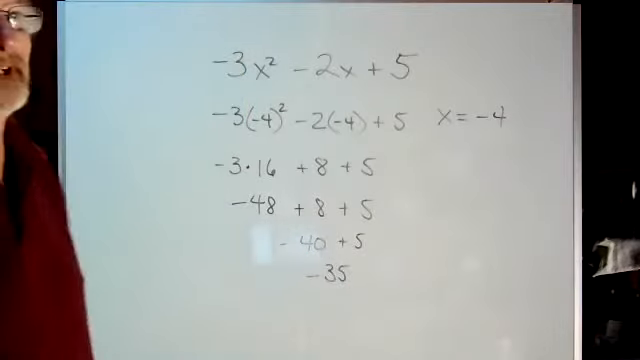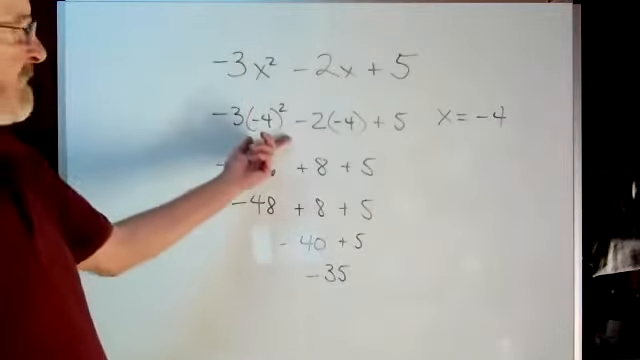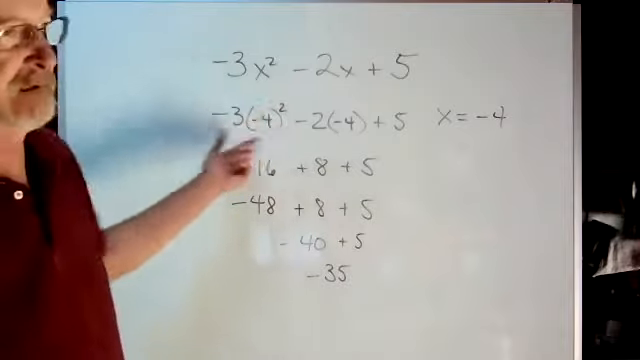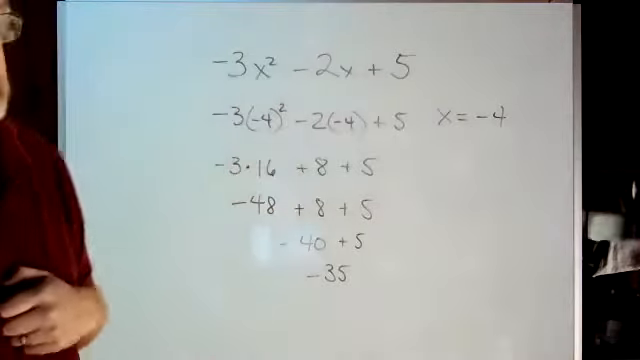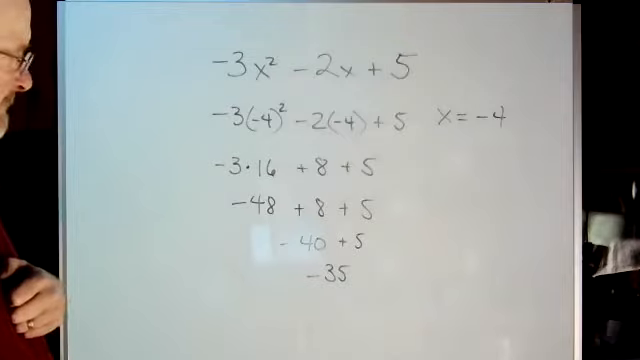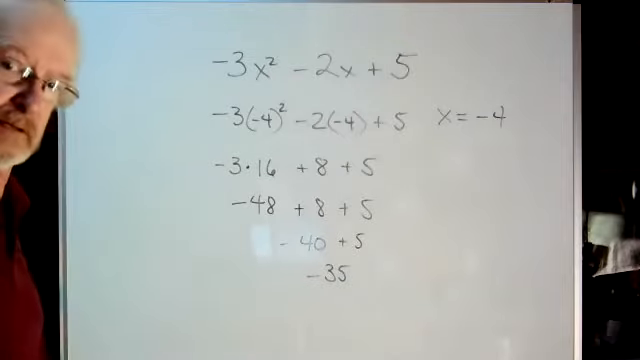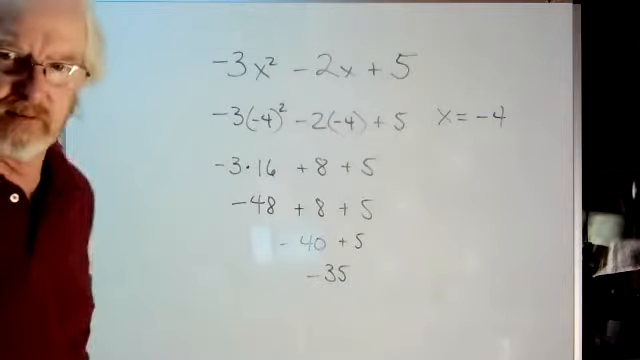So there was an example. Square the negative, plug it in every spot there was an X, and go from there. Just going to do one more like that. Any questions or issues at this point?